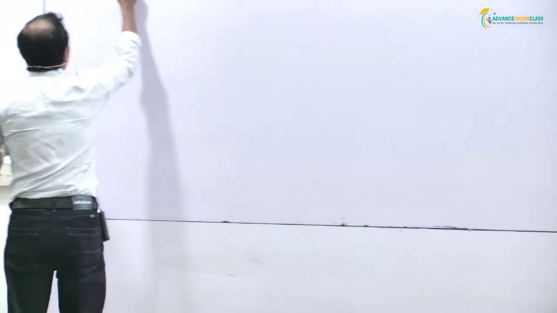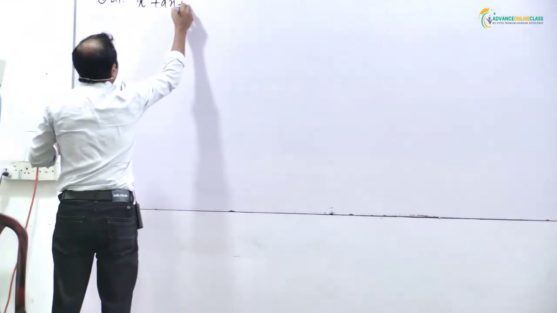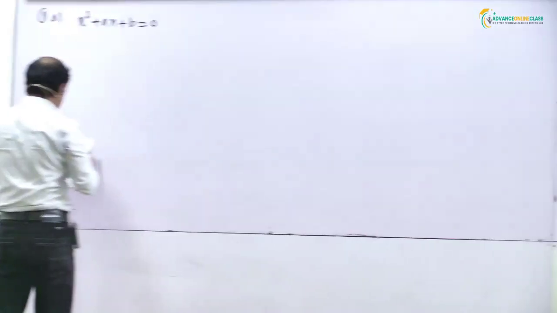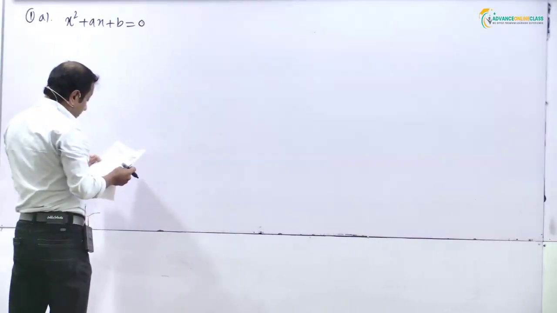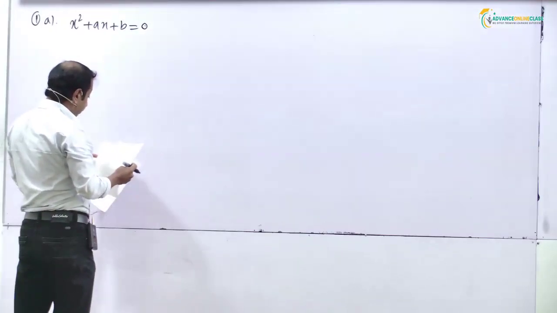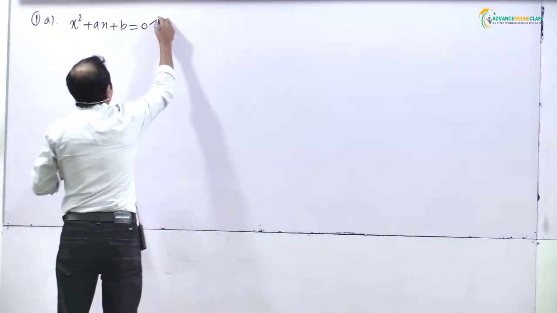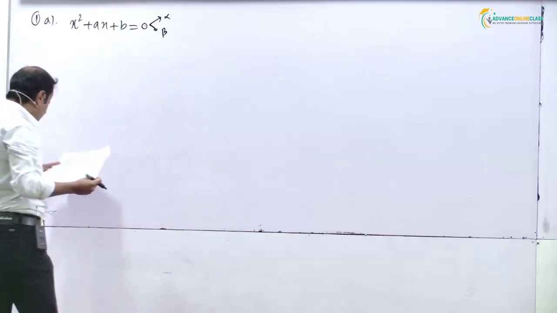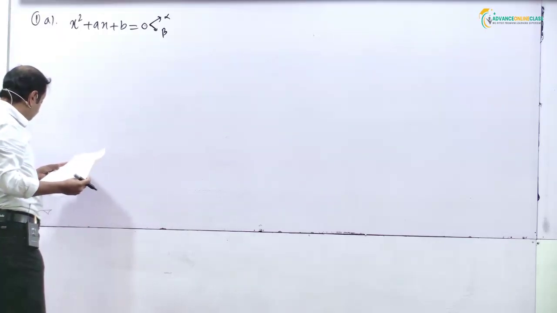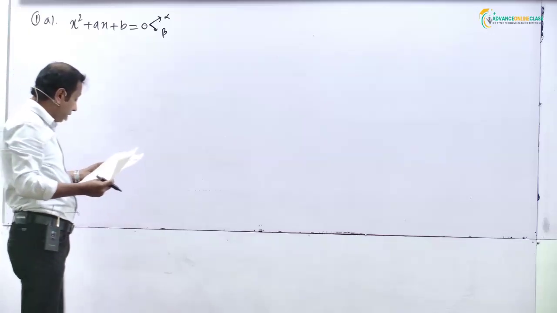Question number 1, part B, quadratic equation. Given that x squared plus ax plus b equals 0 has roots alpha and beta, obtain the quadratic equation with 1 over alpha squared and 1 over beta squared as its roots.